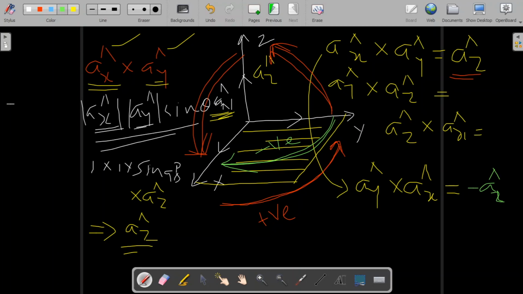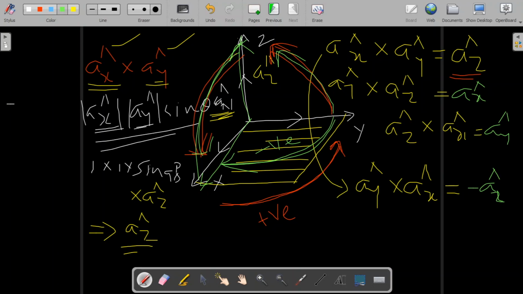Now tell me what will be Ay cap cross Az cap. I am tracing it, this is the y axis, so y to z. Ay cross Az will be normal to that. So what is normal to that? X. So this will be Ax cap. Agree? Now Az cross Ax. So Az is here, this cross Ax, this. So it is in the positive direction. I am tracing it in the positive direction, so this is the normal vector to this plane. So the normal vector to this plane is Ay cap. So the third one.